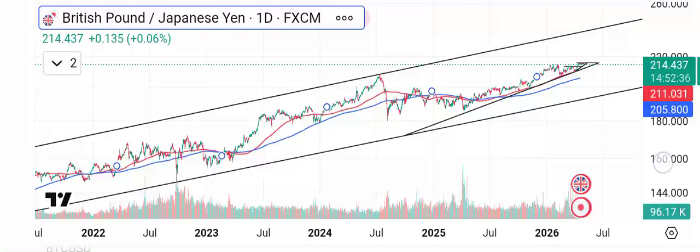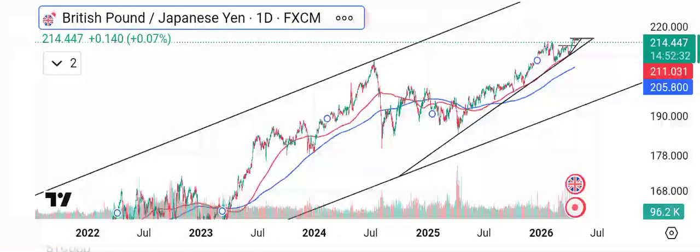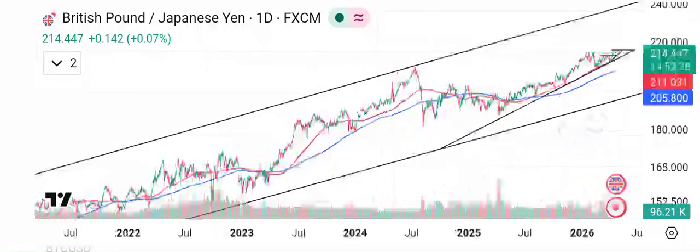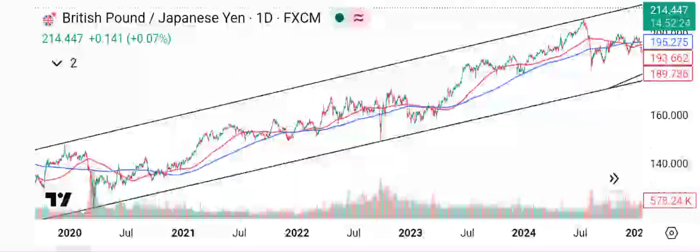Now we can see the price is here. It has broken this high, which means a break of structure, giving us a higher high at this point. So this is a clear indication that from the daily chart here, the price is bullish. So going down to the 4-hour chart.